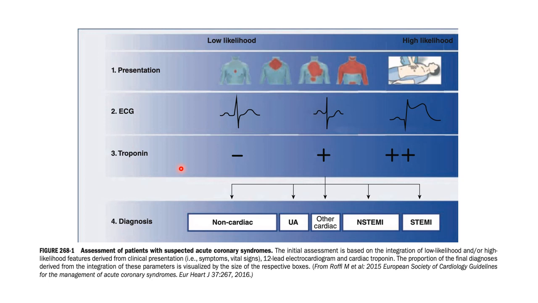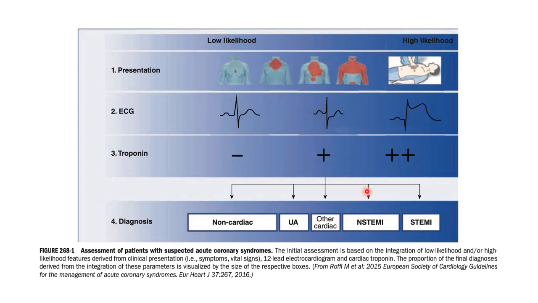But here we focus on the most specific and the most sensitive, which means specific, if we see it, we're dealing with the death of heart muscle. Sensitive, that means if we see it, the chances of this person having a heart attack are very high. So the troponin can be mildly elevated, and we can see that in unstable angina, in other cardiac disease, and in non-ST segment elevation myocardial infarction.